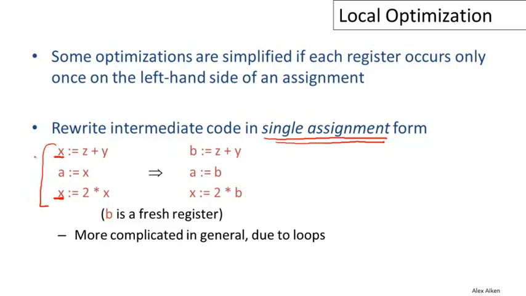So in this case, I'm just going to rename the first definition of X here to be some new register B. I'll replace the uses of that X by the name B, and now I have an equivalent piece of code that satisfies single assignment form: every register is assigned at most once.